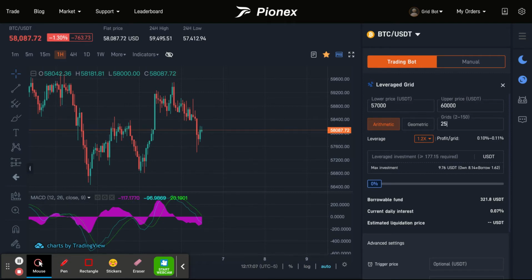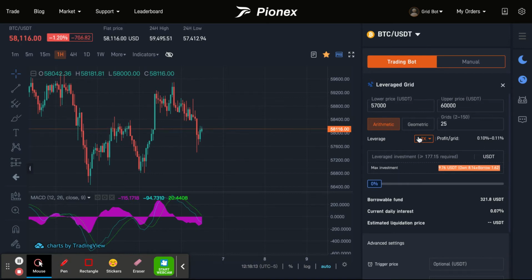Here's what using a leverage grid means. You are borrowing funds, whether it is a token or money, you are borrowing. Over here it says my investment needs to be 177.15 USDT. So that is telling you how much. I only have, sorry, not 976, $9.76. That's my total. I own $8.14, and I can borrow right now 1.62. Now, what does that mean? That means that somewhere out there, I am going to get a loan for some USDT.